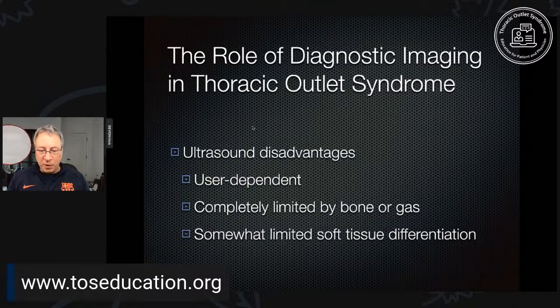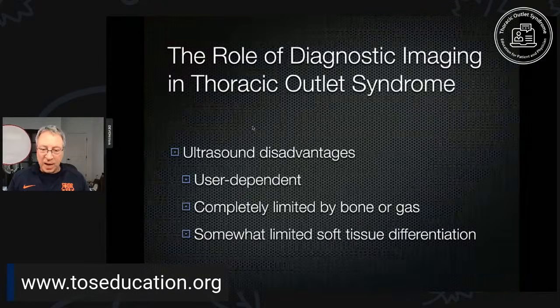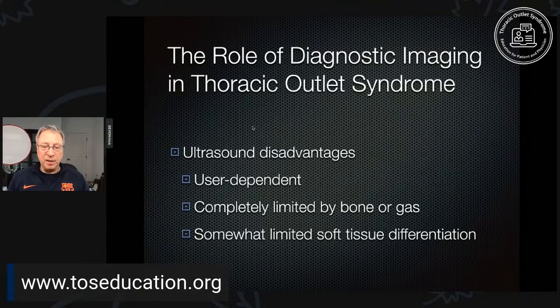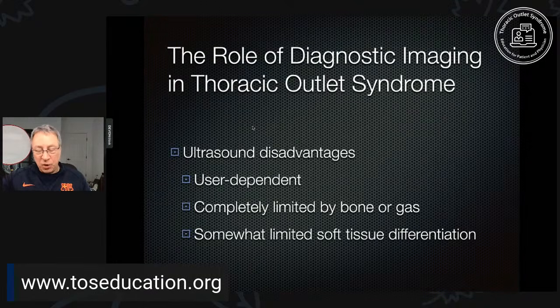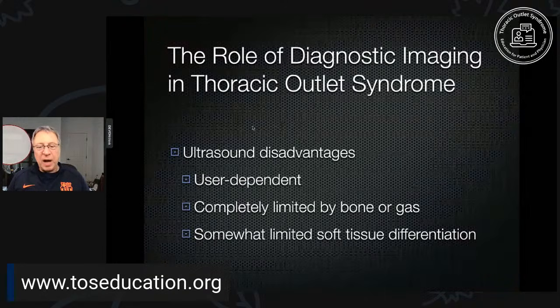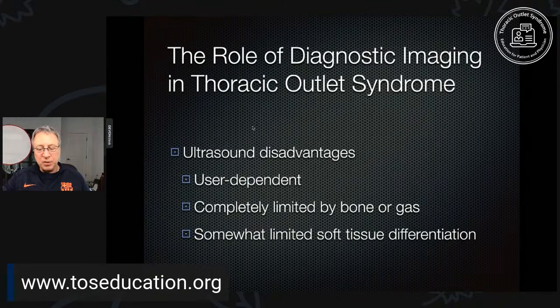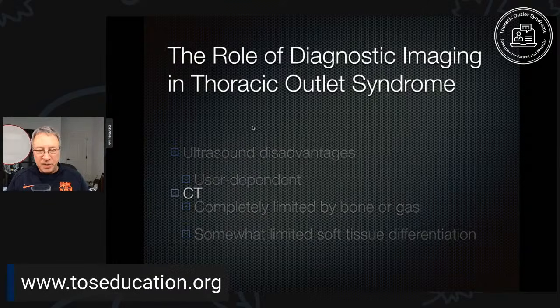Also, any bone or gas will block the ultrasound. You'll get no imaging deep to the surface of that. So it's very limited for certain areas. And then it has somewhat limited soft tissue differentiation. It can show fat from muscle, but it has trouble showing nerves from muscle. So it's in the medium range, but not the highest differentiation of soft tissues. Now let's move on to CAT scan.